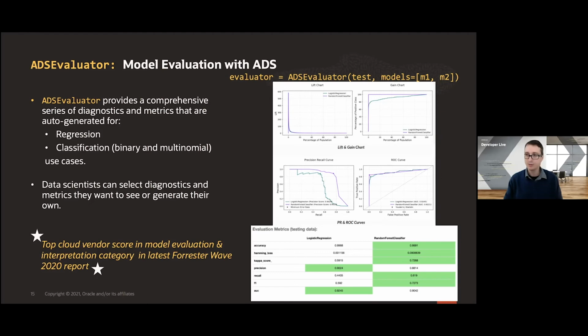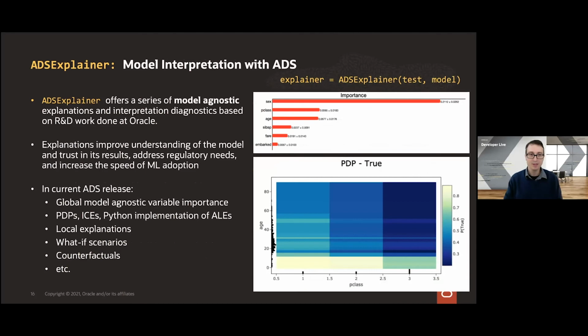So now let me flip that coin and talk about explanation, because providing a simple metric or just an ROC curve and selecting your model based on that is maybe not what you're looking for. You also want to understand how the model behaves. And this is really the goal of the ADS explainer object. It offers a series of model agnostic explanation and interpretation tools, so it doesn't matter what model you use, that will foster trust in the results of your model and address a lot of regulatory needs that many industries have around eliminating bias in the model and being able to understand the model. And really the goal here is to increase the speed of machine learning adoption.